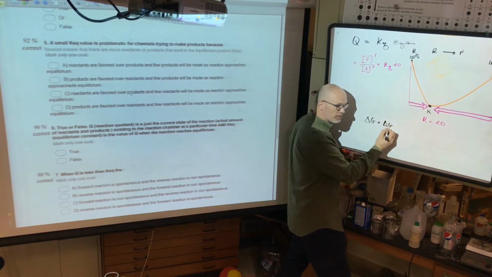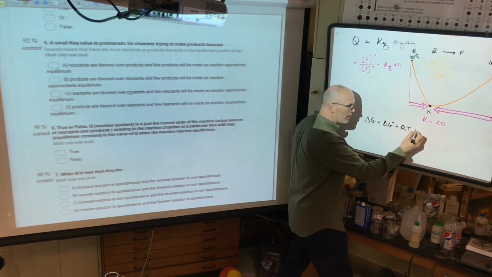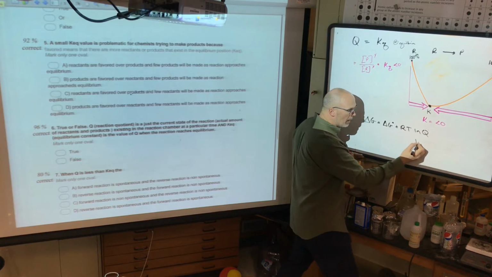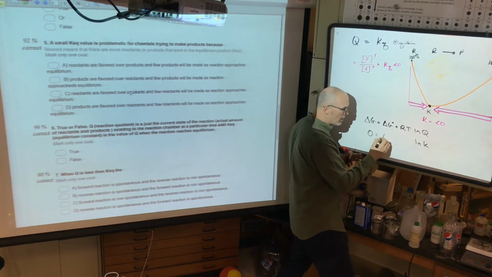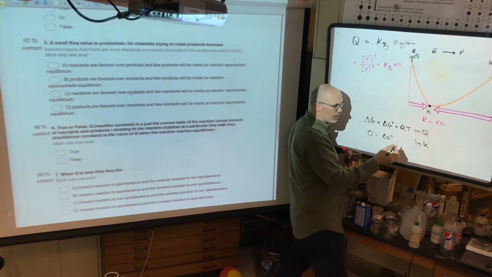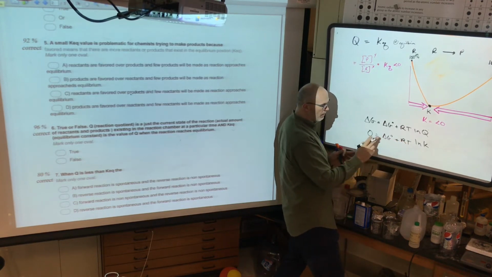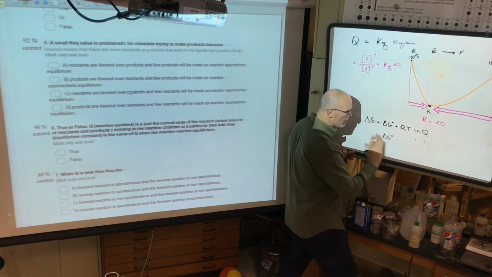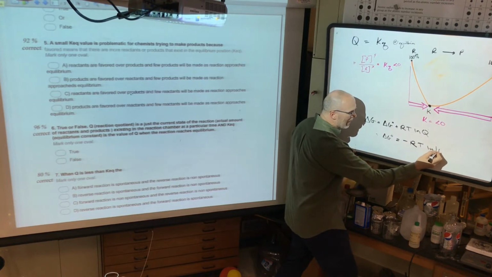Delta G, that's our fixed point, standard, plus RT ln of Q. But at equilibrium, this becomes ln of K. It's the same thing. But what happens when this goes to 0? Delta G of standard conditions is still what it is, plus RT. We solve for delta G, so all of this goes negative. So delta G becomes negative RT ln of K.